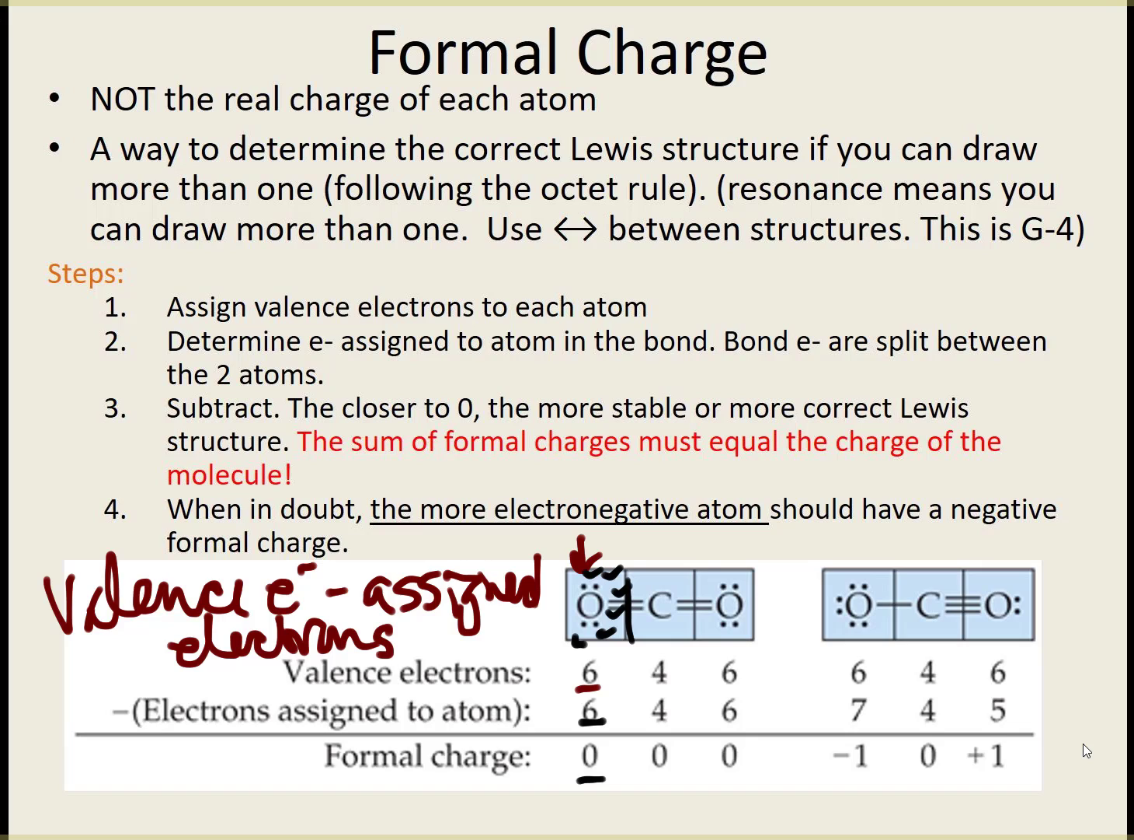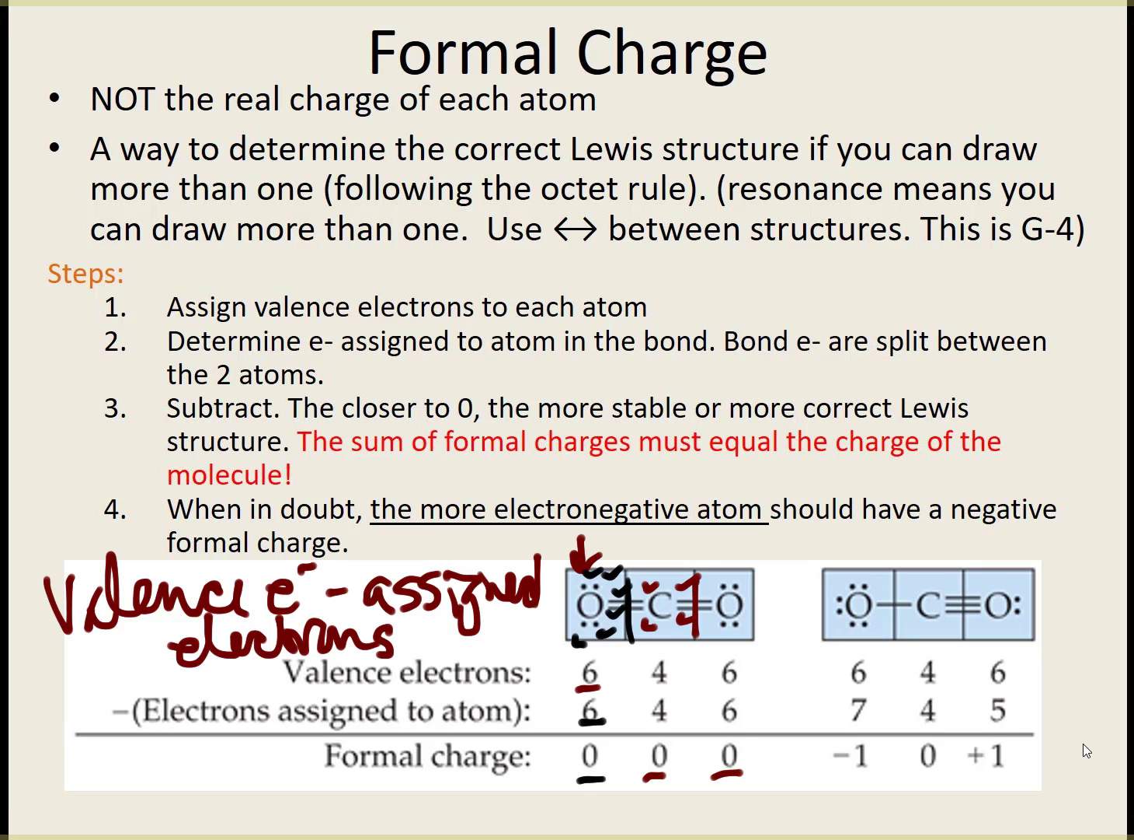Let's look at the carbon. So the carbon, I just have the 2 bonds on either side. So half of each bond goes to the carbon. So 1, 2, 3, 4. So 4 valence electrons minus the 4 that are assigned, I have a 0 formal charge. And then the second oxygen is going to be just identical to the first. So 6 valence electrons minus 6, I get 0.